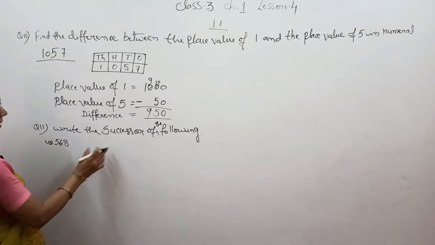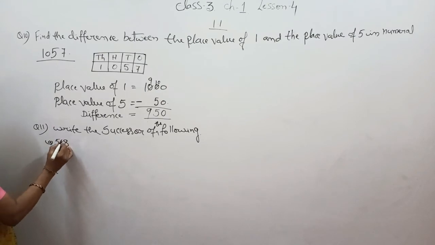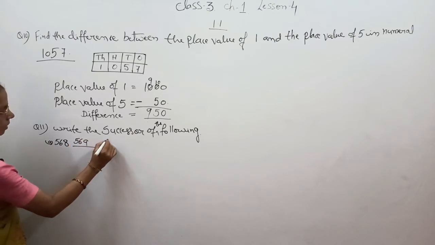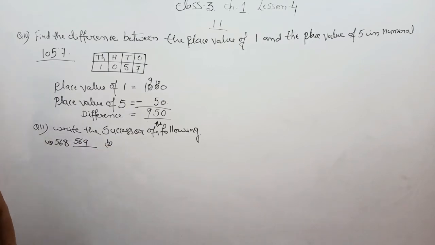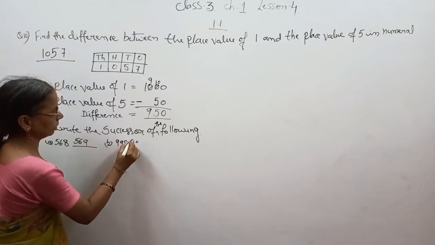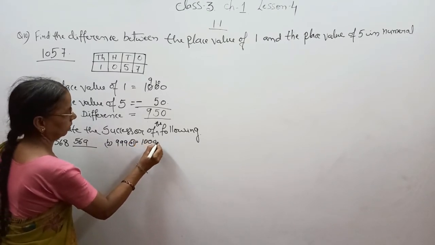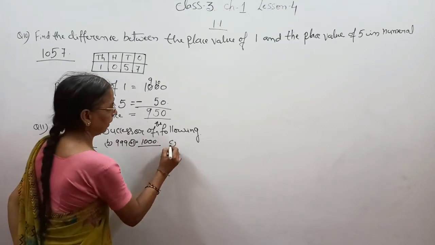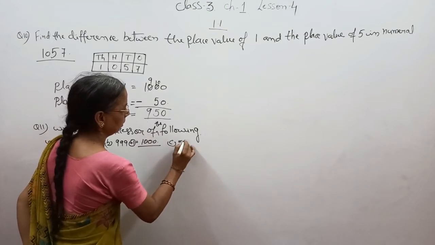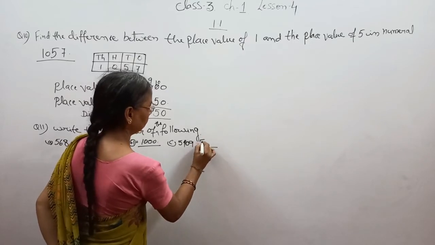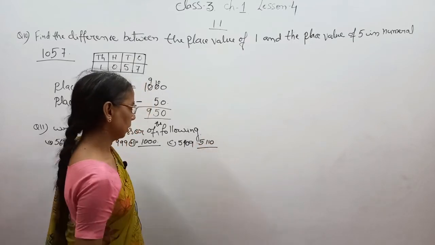What is meant by successor? After the given number, that is plus 1, it will be 569. Then next 999. 999 plus 1 equals 1000. The successor number is 1000. And next 5109. It means it is 5110.